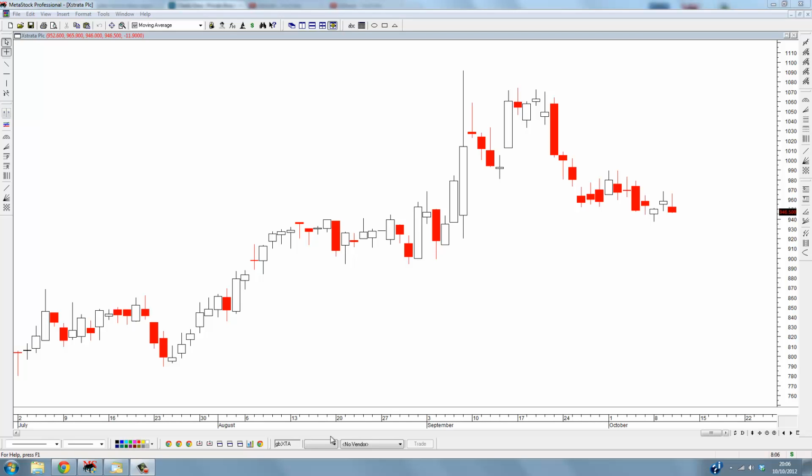In this presentation I want to talk about gaps for support and resistance. Basically showing you how effective gaps are when you spot one and how they always become resistance or support.